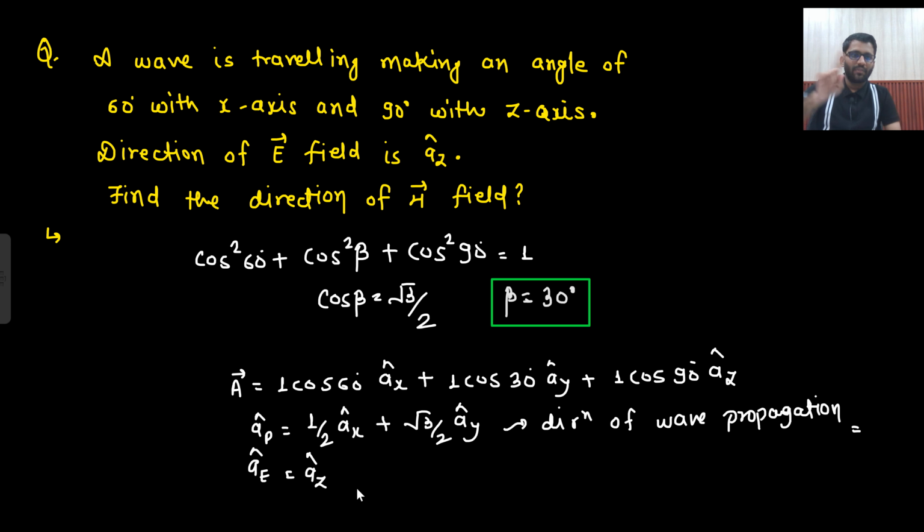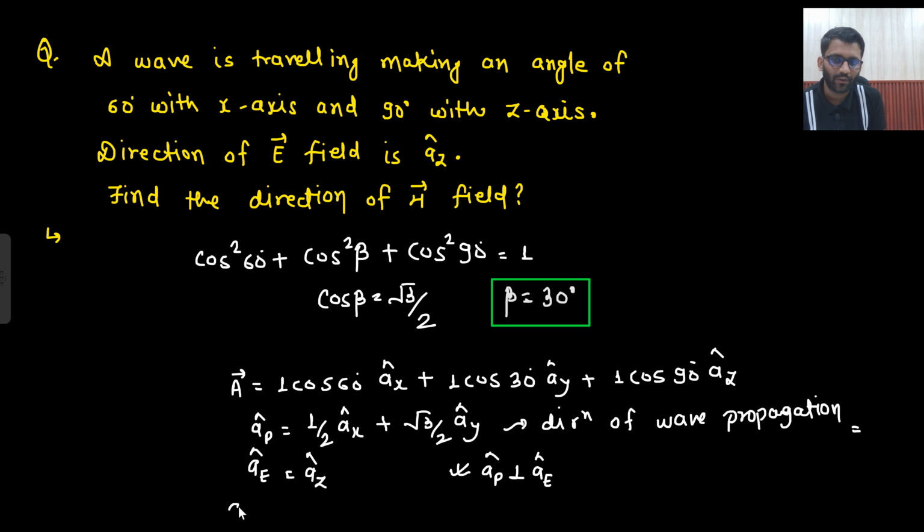So this question has been framed smartly because they know that AP cap has to be perpendicular to AE cap. So is it perpendicular? You take the dot product, it is coming 0. AX cap dot AZ cap 0. AY cap dot AZ cap 0. So yes, dot product is coming 0. So this has been framed smartly.